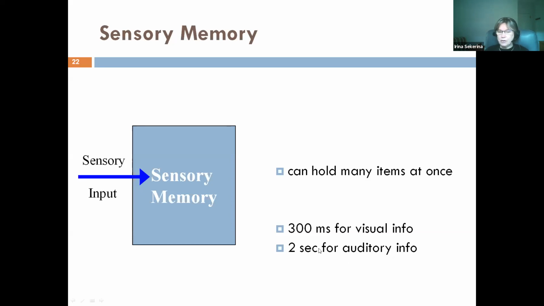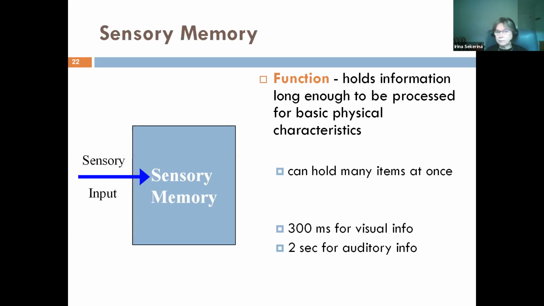For auditory information, as you can see, the duration, of course, is much longer. Well, it has to do with language. We have to be able to listen to a chunk of speech and remember it, so it needs to be a little longer. And the function is to hold on to a certain amount of information that will be passed on through the attention filter to the short-term memory. And of course, remember the limited capacity of our channels. That's why it is necessary. It's like a launching pad into the short-term and long-term memory next.